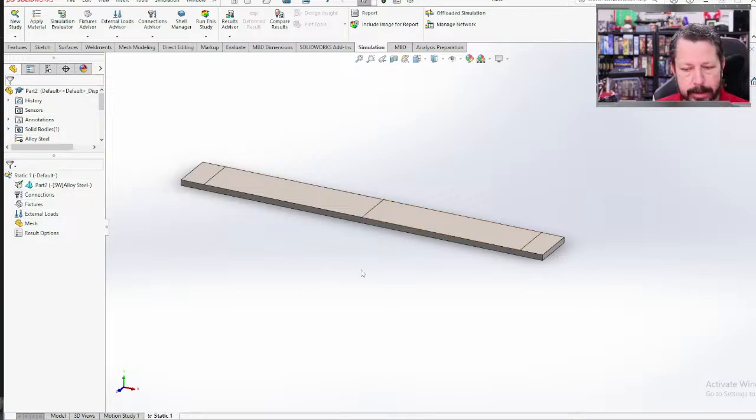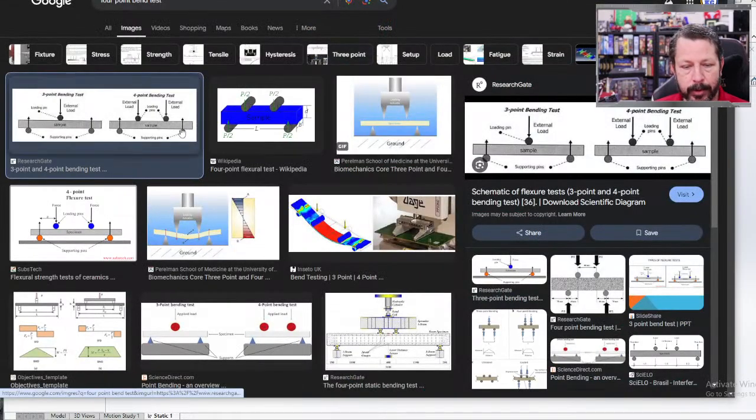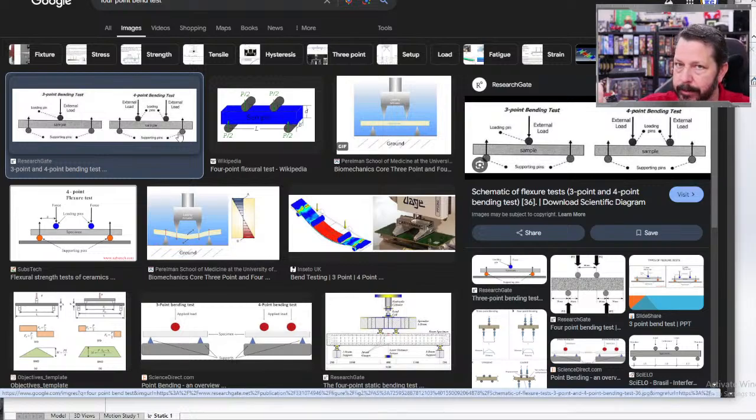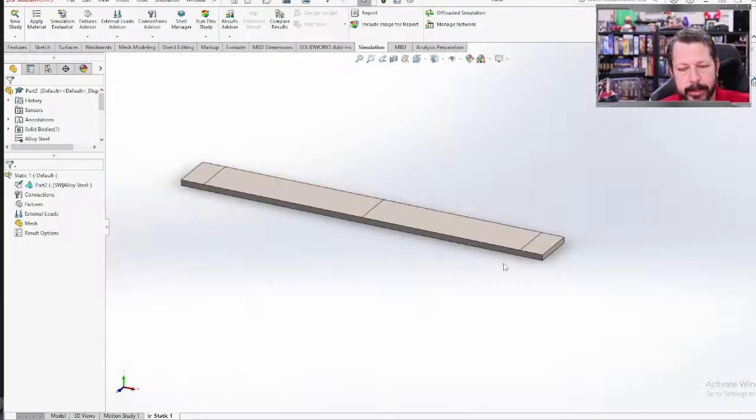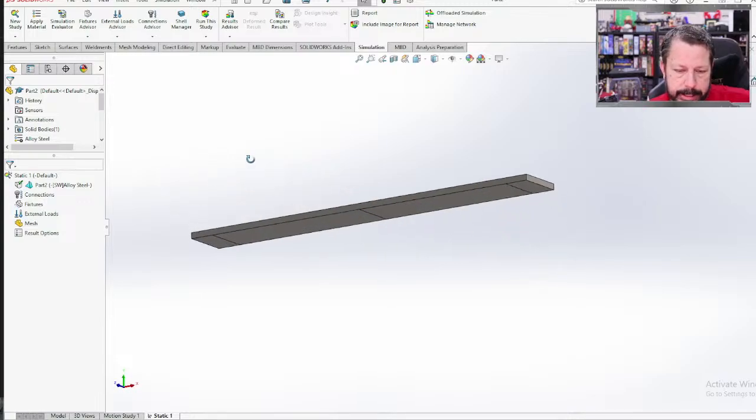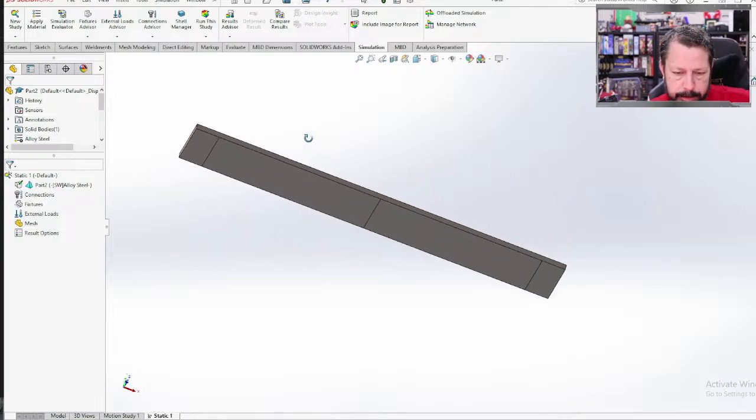Fixtures, I'm going to model this as if it has a pin and a roller. The real 4-point and 3-point bend test kind of just sit on things that are more like rollers. But if I under constrain a simulation in a finite element package, bad or weird things can happen. So I'm going to model this line as a fixed support, so more like a pin.